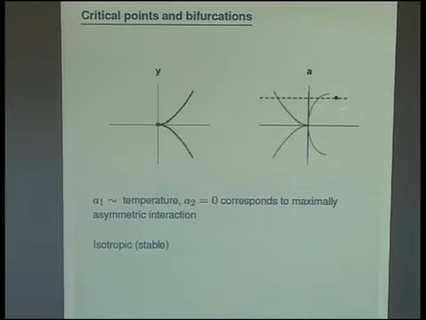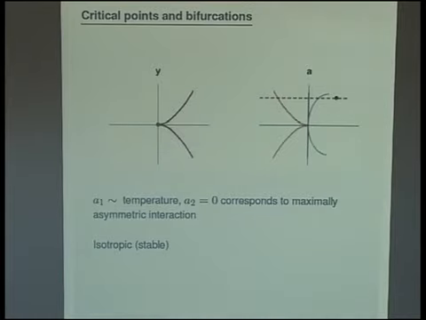So I'm going to be moving across a line in parameter space, and roughly speaking, the horizontal axis corresponds to temperature, so we'll be cooling things down. And the vertical coordinate is 0. This corresponds to a maximally asymmetric interaction. We'll offset that, which gives sort of one preferred direction. And then we'll see nematic states appearing.